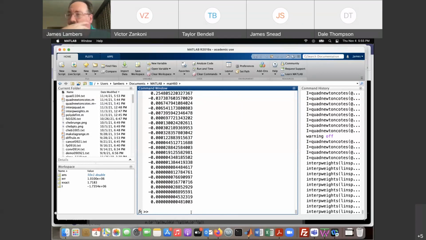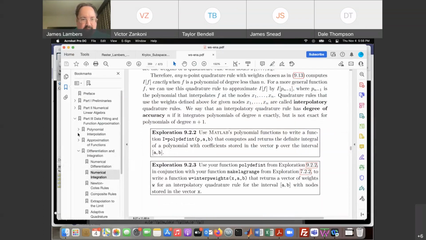A question was asked last time: instead of using equally spaced points, what about Chebyshev points? Because it's been known that this reduces the error in polynomial interpolation. And I mentioned that this is called Clenshaw-Curtis quadrature. So if I want Chebyshev points, let me recall for you a formula for Chebyshev points. Here we go.